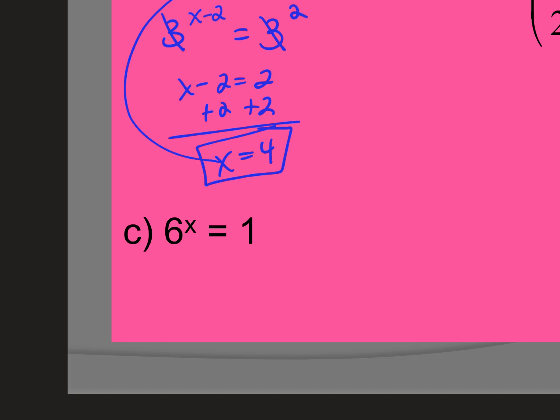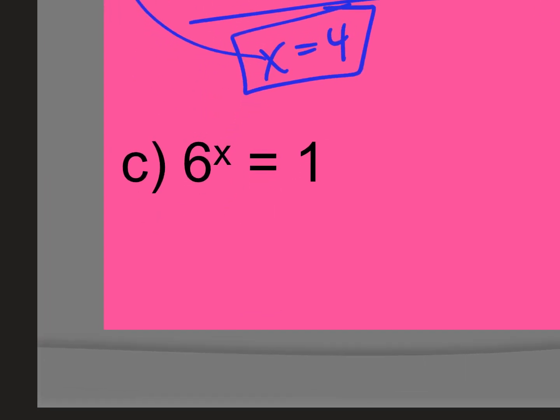I'm going down to C. I'm just scooting down. They're telling me to use the one-to-one property. Can I break down 6 into another number and an exponent? No. What about 1? Well, think about this, guys. Say this out loud. 6 to what power gives me 1? 0. Correct. Your x here would be 0 because any number raised to the 0 power is what?